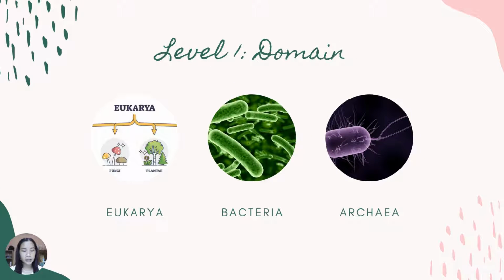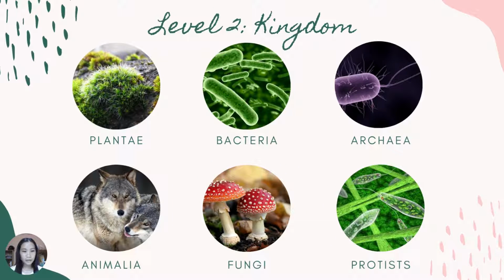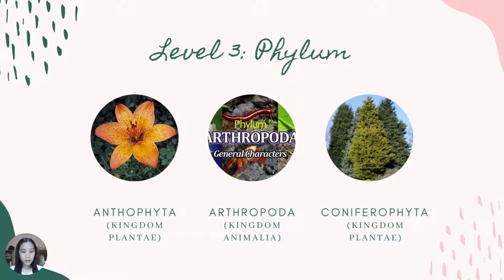Level 1. The domain. There are 3 domains: the eukarya, bacteria, and the archaea. The basic taxonomy of living things includes 6 kingdoms. Each of the 3 domains is associated with particular kingdoms: the plantae, bacteria, archaea, animalia, fungi, and the protists. There are multiple phyla for each kingdom. Examples of some of the most commonly known phyla include the Anthophyta, Arthropoda, and the Coniferophyta.